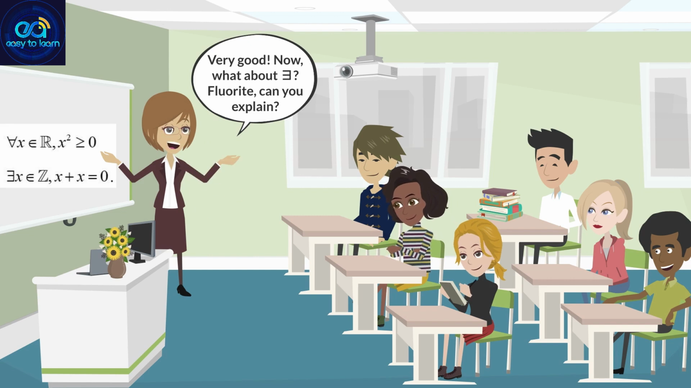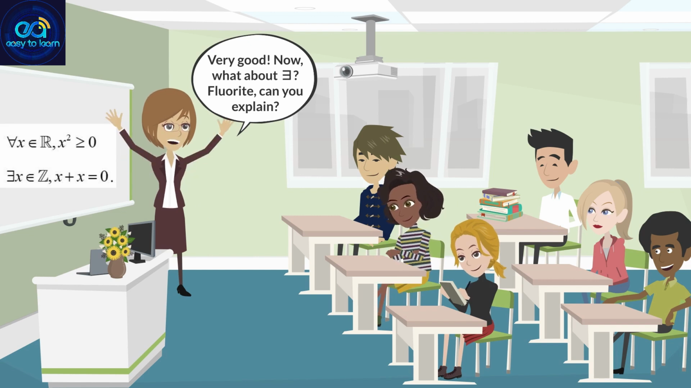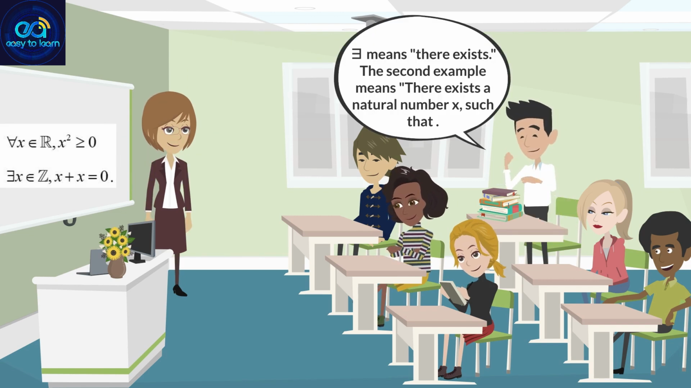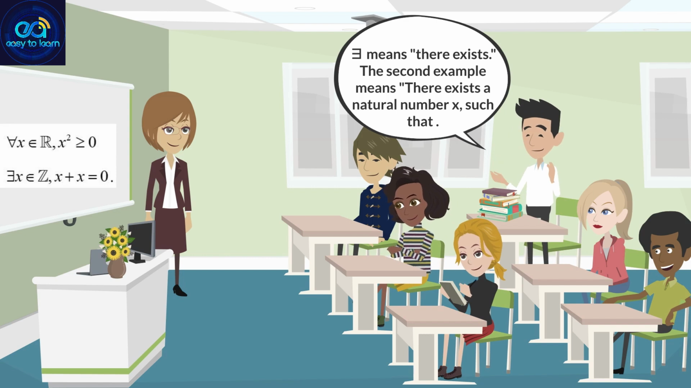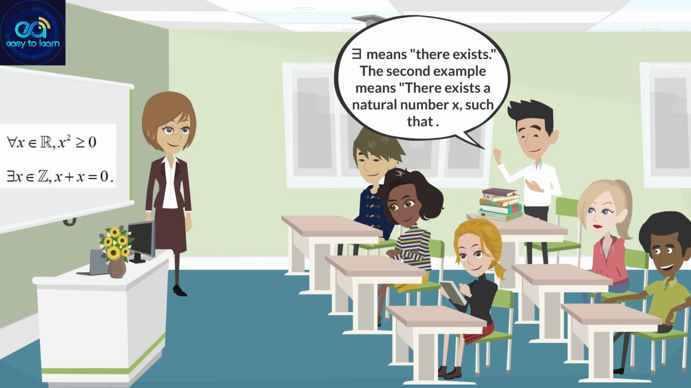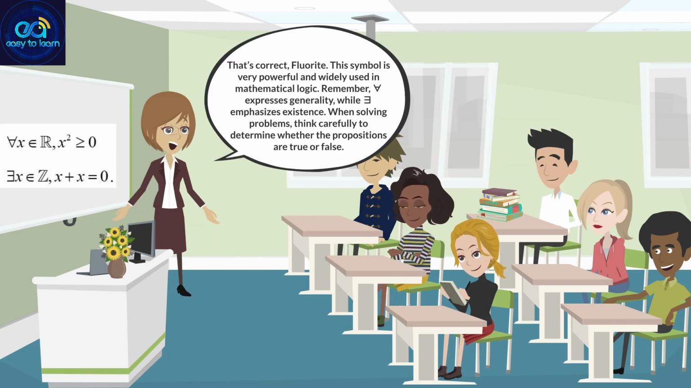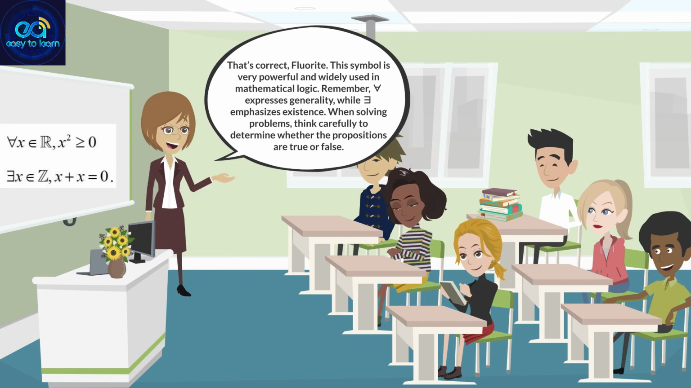Very good. Florid, can you explain? That symbol means there exists. The second example means there exists an integer x, such that x plus x equals 0. That's correct, Florid. This symbol is very powerful and widely used in mathematical logic.